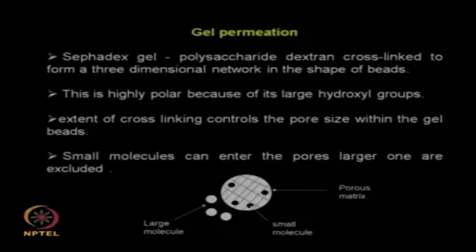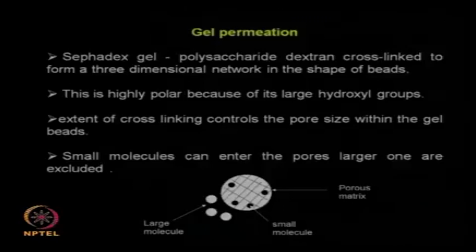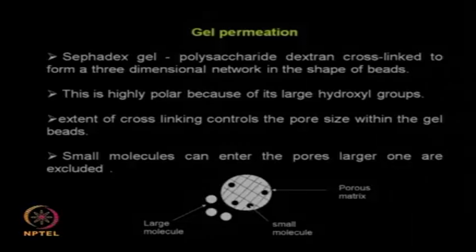Generally we use a Sephadex gel type of column. It has a polysaccharide, dextran, cross-linked to form a 3-dimensional network in the shape of beads. So they are always in the shape of a bead, with a 3-dimensional network and a lot of pores. It is highly polar because you have several hydroxyl groups present inside. The higher the cross-linking, the smaller the pore size. The lower the cross-linking, the larger the pore size. So we can control the pore size by modifying the cross-linking.